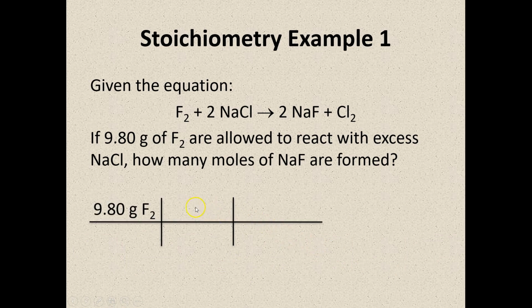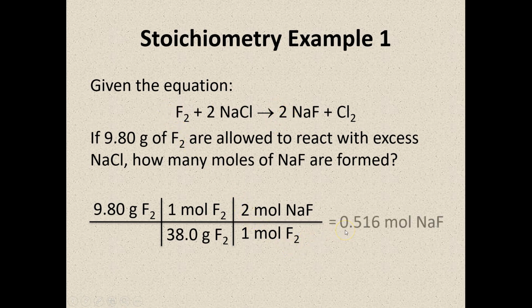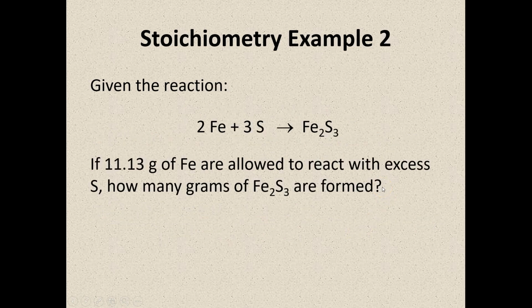So we're taking 9.8 grams of fluorine, and we are going to convert that into moles of fluorine by dividing by the molar mass, or multiplying by 1 over the molar mass. That converts grams to moles. And then to convert moles of fluorine to moles of sodium fluoride, I'm going to use the conversion factor that has moles of fluorine in the denominator. That cancels out moles of fluorine, and moles of sodium fluoride is in the numerator, and I'm using the coefficients from the balanced equation, 2 moles of sodium fluoride per 1 mole of fluorine, and that gives me 0.516 moles of sodium fluoride as my answer.